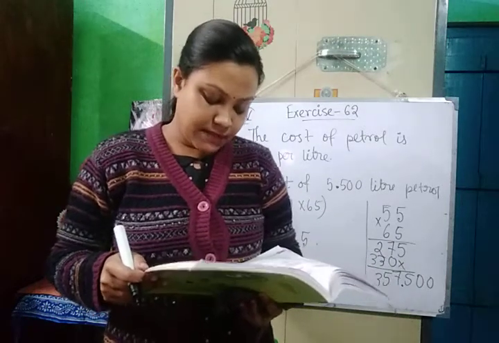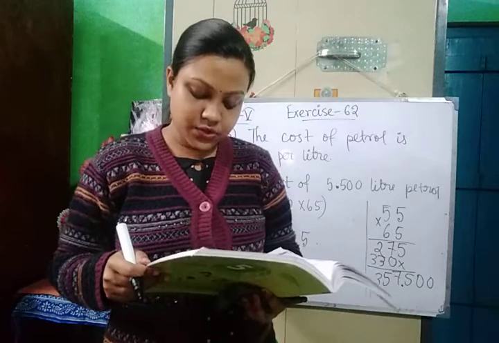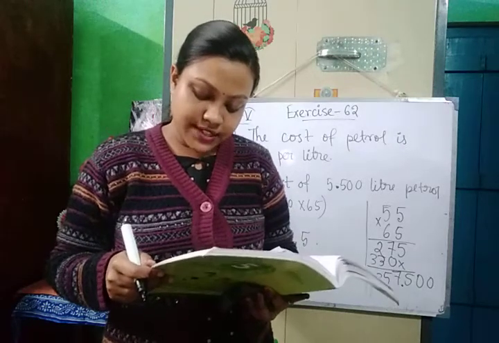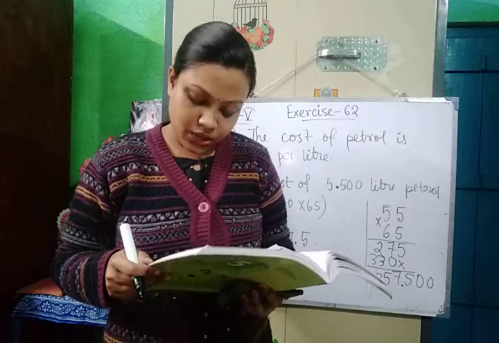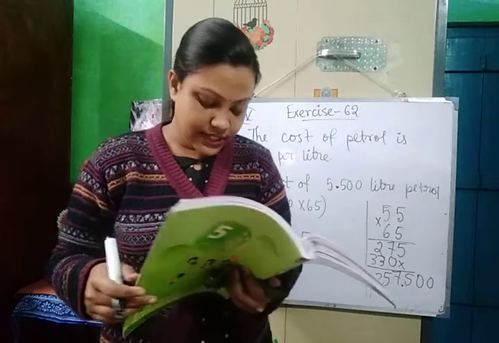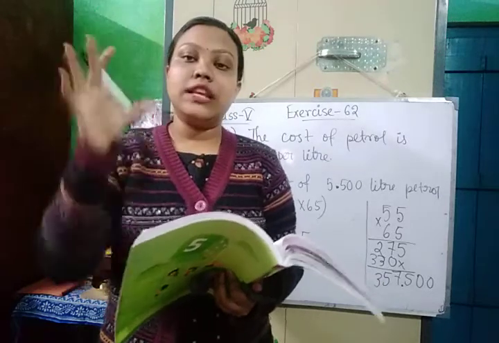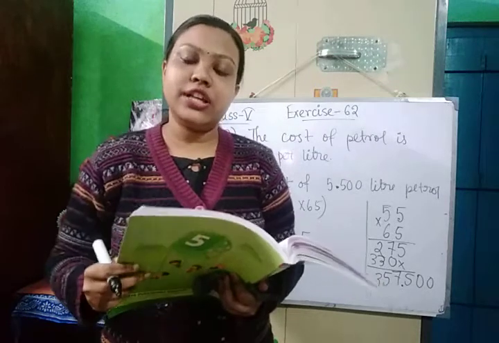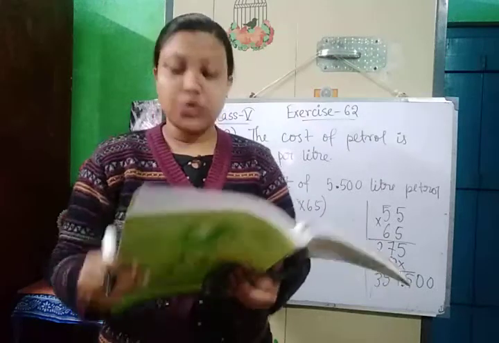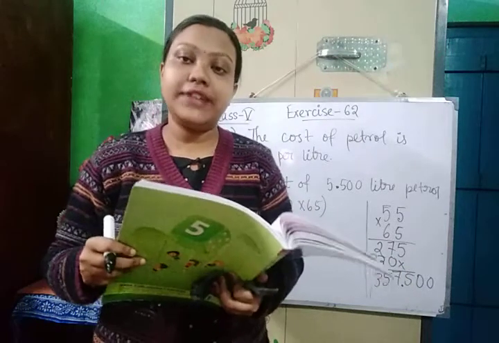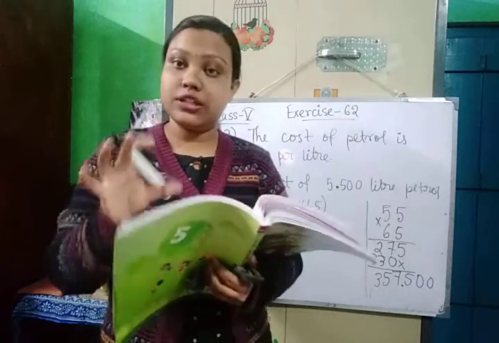Question number 6 is: Mahmood filled 8 containers equally by 10.800 liter engine oil. Okay. So how much engine oil is in each container? So what is the total amount of engine oil? The total capacity of engine oil, 10.800 liter, is the total capacity.